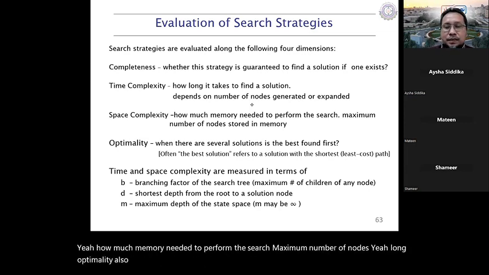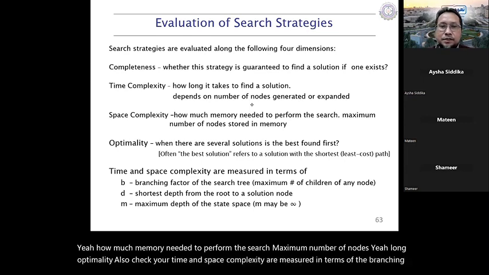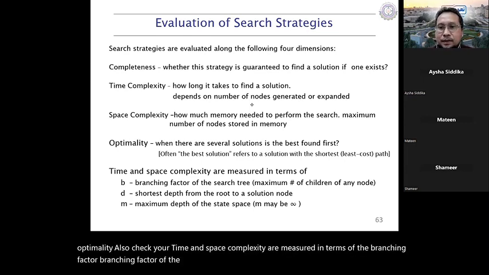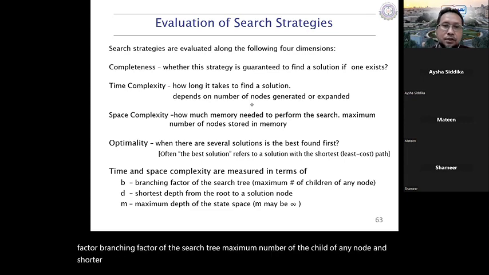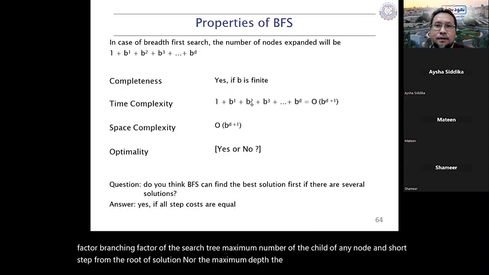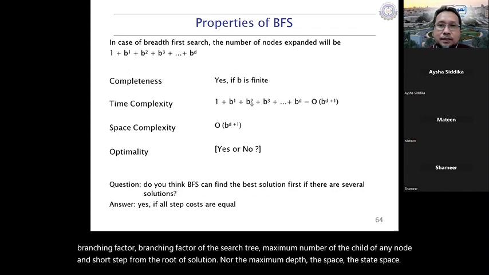Time and space complexity are measured in terms of the branching factor of the search tree, the maximum number of children of any node, the depth of the shallowest solution, the shortest number of steps from the root to a solution node, and the maximum depth of the state space. And these are the properties of BFS.